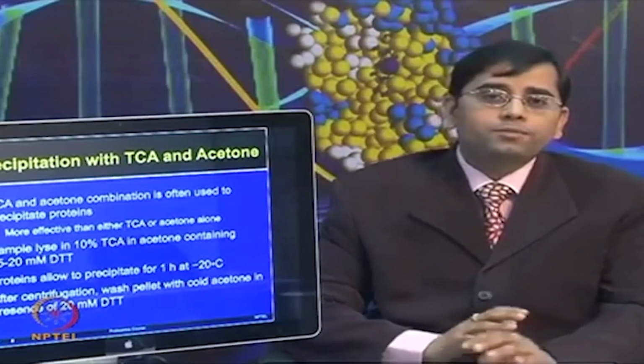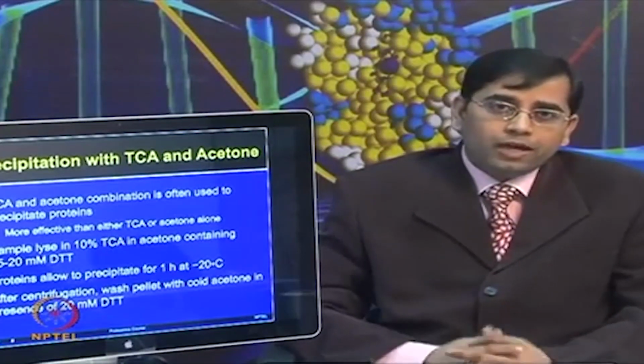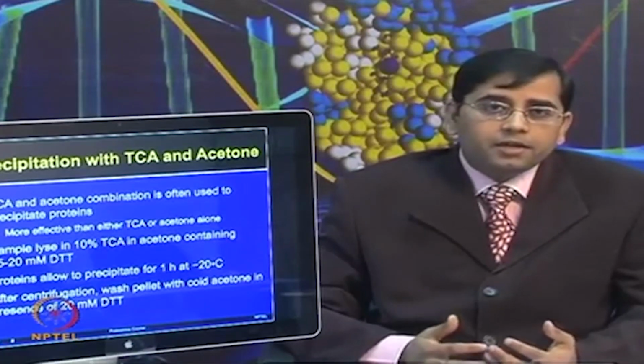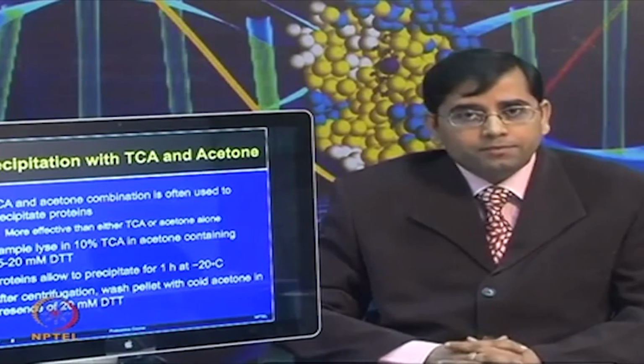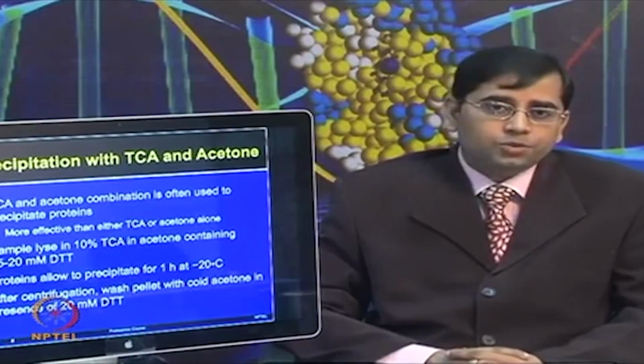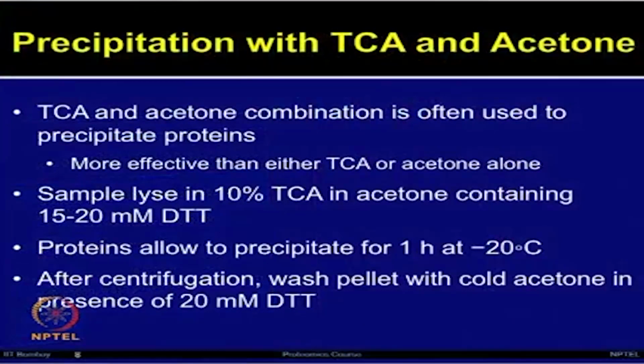Now, since both TCA and acetone alone are very effective, people have tried combining both the methods together. It means addition of both TCA and acetone. So, this combination has demonstrated that it can precipitate the proteins more efficiently, which could not be achieved either by using TCA alone or by using acetone alone.